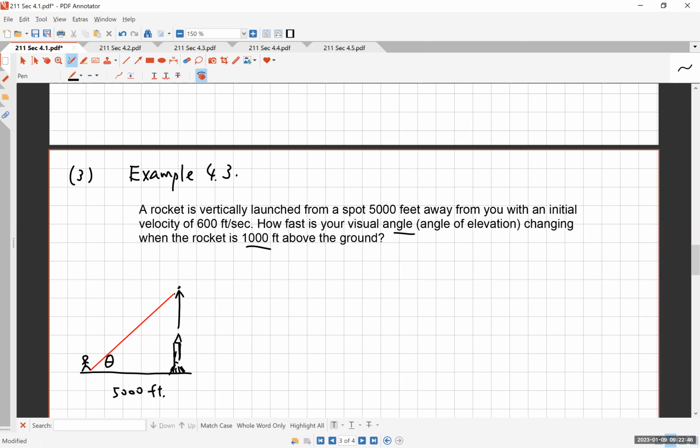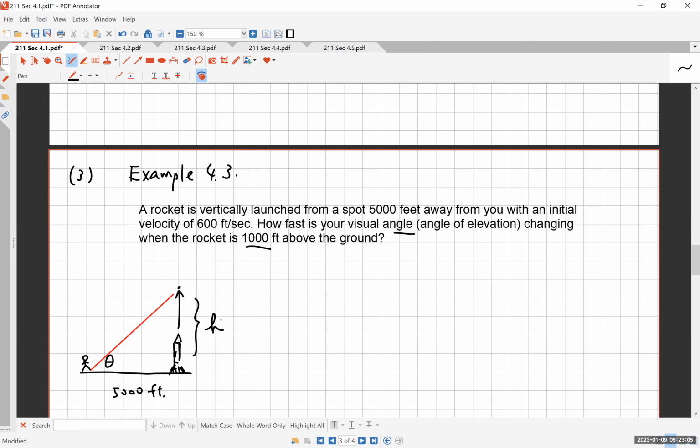And the question is, let's try to find out how fast theta is changing when this distance, let's call this height h, is increasing. Well, it's increasing at 600 feet per second. But when h is 1,000, let's try to find how fast theta is changing.